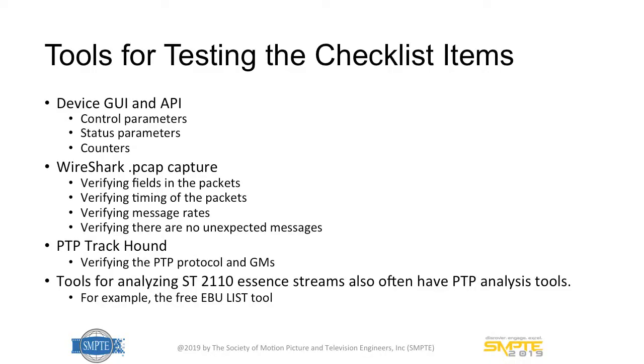There are some other free tools here, like PTP TrackHound, which allows you to analyze the protocol, looking for grandmasters and so on. Many of the Essence tools also have capabilities to look at PTP. As Williams mentioned, a little plug for him here: there's the free EBU LIST tool, which does a certain amount of PTP analysis, and they'll be adding more as time goes on. So there's a variety of free tools. There are also some paid tools out there, but even from the free tools, you can do an awful lot.